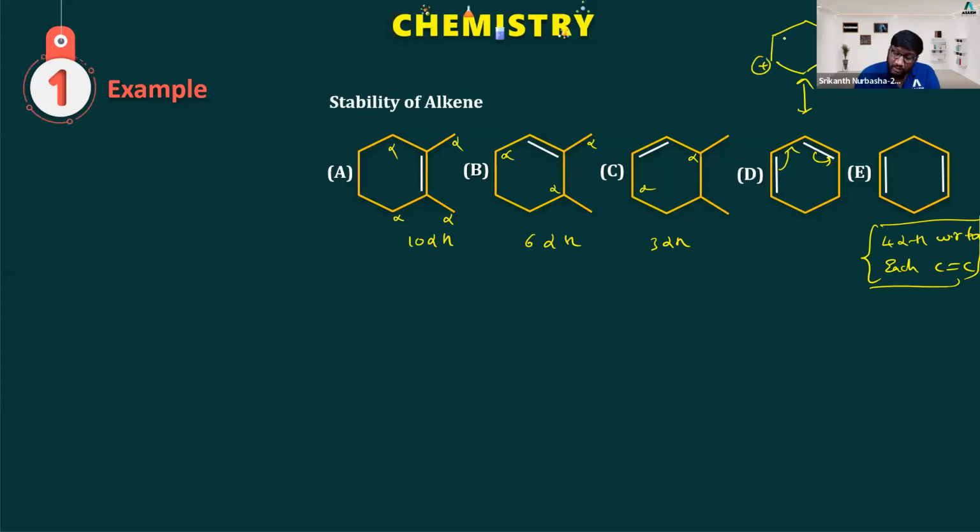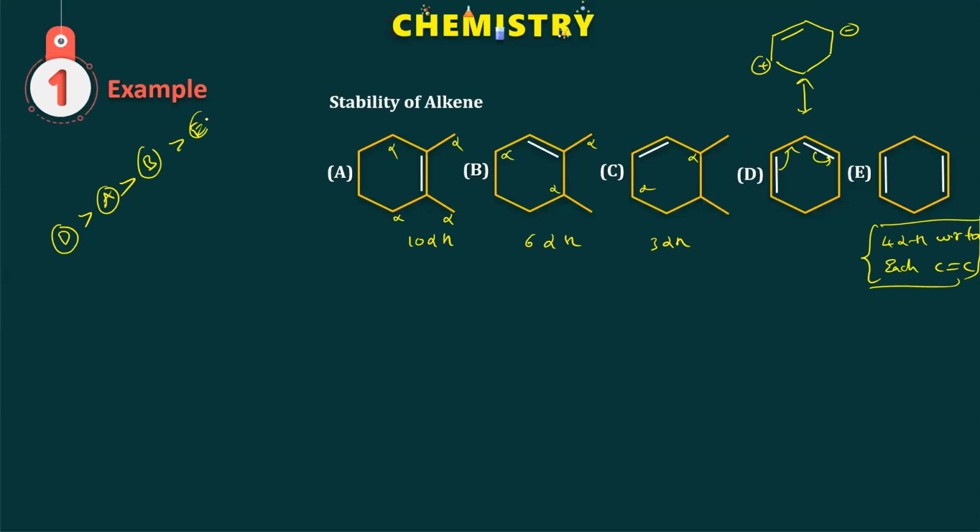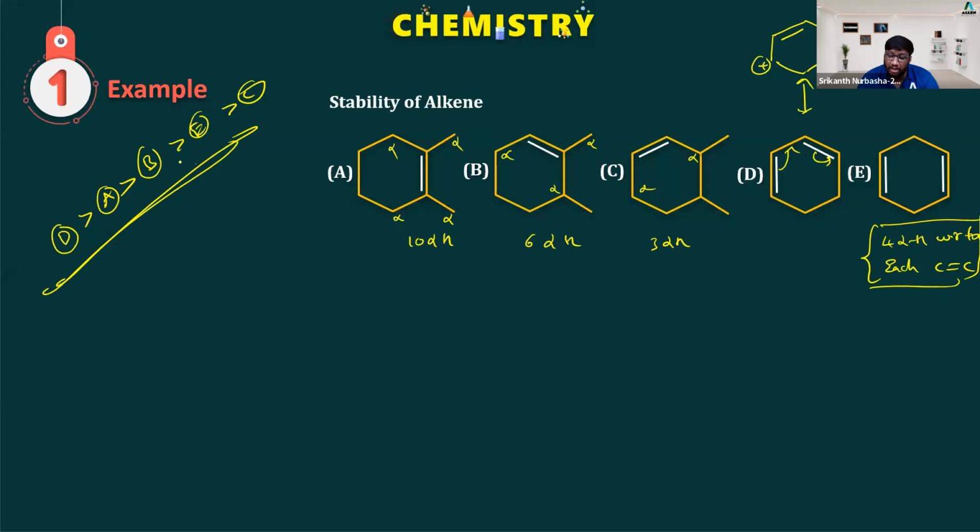So resonance is always given high priority. So D should be most stable, because of resonance or mesomeric effect. A, B, C, and E don't have resonance, they only have hyperconjugation. So just compare A, B, C, E with respect to the number of alpha hydrogens. After D, you have A. After A, you have B. Then you have E. Then you have C. So whenever you have resonance, that will be given high priority. After that, you have to look at the number of hyperconjugated structures based on the number of alpha hydrogens. So this is the right order.